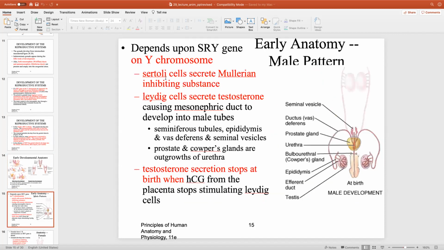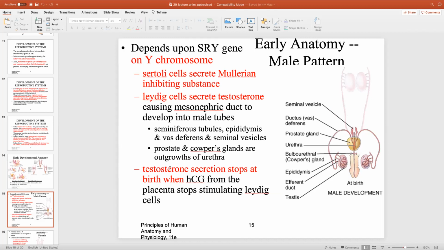I go into a lot more detail, kind of discuss the cells that are activated. Again, it's nothing we hadn't discussed just a few slides ago. Now we're just adding the name of the cells here. Sertoli cells secrete Müllerian inhibiting substance, causing the female Müllerian ducts to undergo atresia and die off. Then Leydig cells secrete testosterone, right? Remember, the Leydig cells are in the testes, they secrete testosterone, causing the male Wolffian mesonephric ducts to develop.